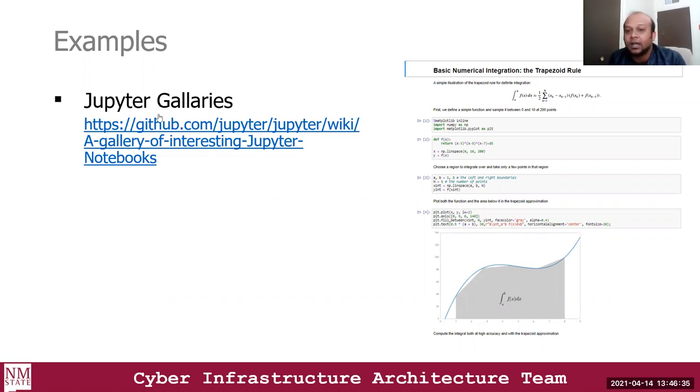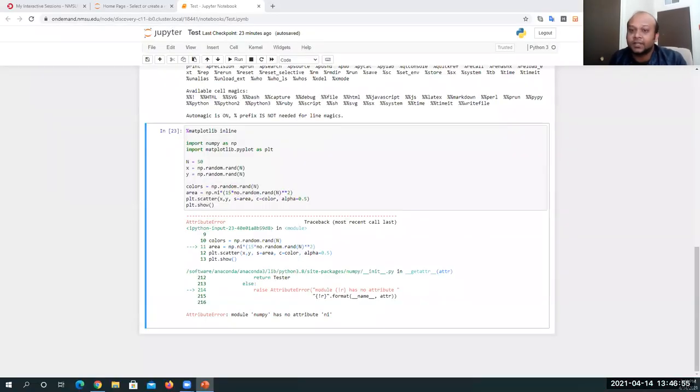If you just type Jupyter galleries, the top result is the Jupyter GitHub page, which is this one. If you go to this page, there are lots of examples that you can download directly and play around with. So let's go to this website and see what they actually have.